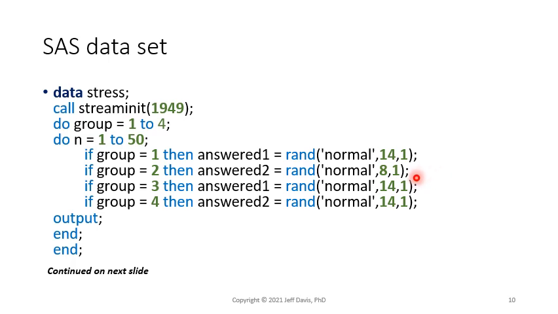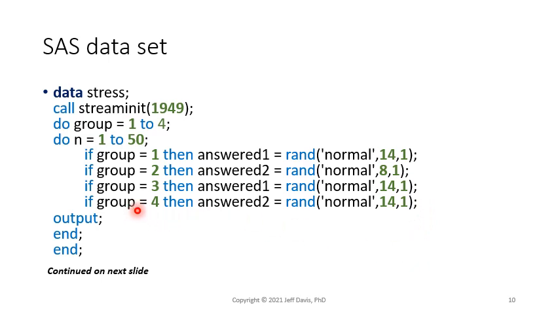And then for group equals 3, this would be group B at time 1. Again, you'll see this in just a few minutes. They look pretty much like group A at time 1.